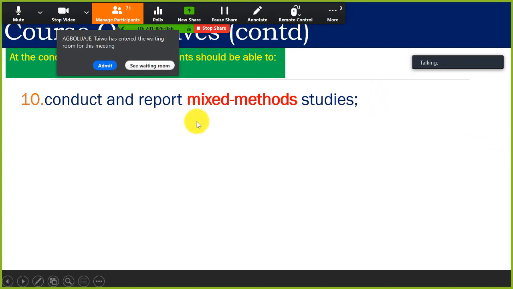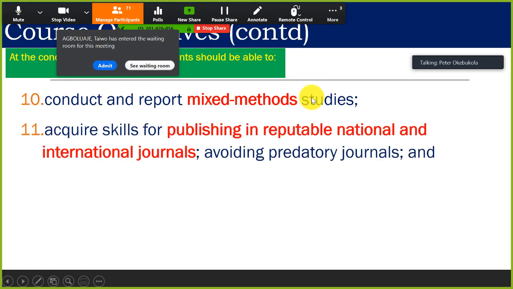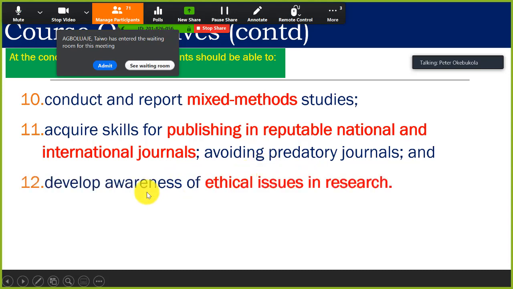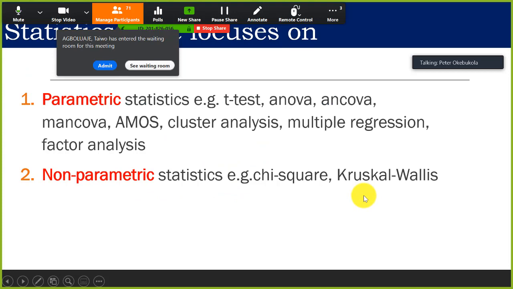We will be looking at how we conduct and report mixed method studies. And very importantly, after doing our thesis or project reports, we will publish in reputable national and international journals and avoid predatory journals. So the last objective, number 12, will be on ethical issues in research. So what will be the statistics that we'll be focusing on?